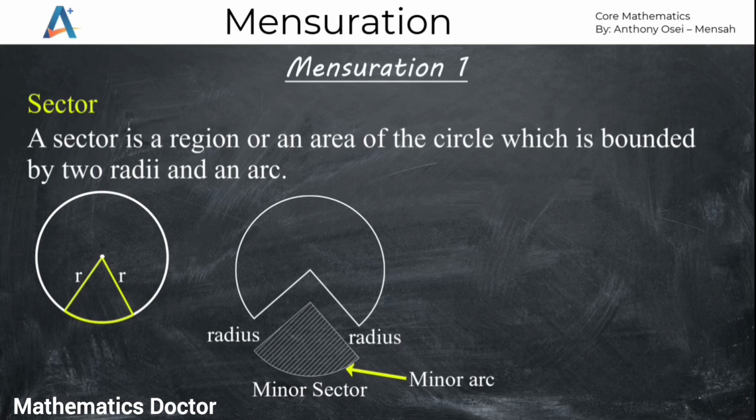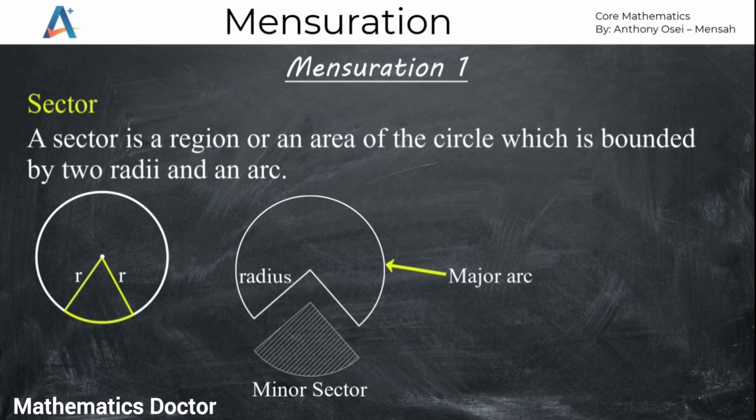And a sector which is bounded by a major arc and two radii, or two radii and a major arc, is what we call a major sector. And that sector which is bigger than half of the circle is referred to as a major sector. So a sector, whether minor or major, forms an angle at the center of the circle. So it always gets an angle that we describe as theta at the center of the circle.